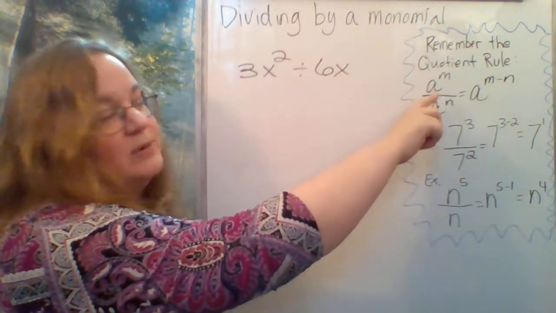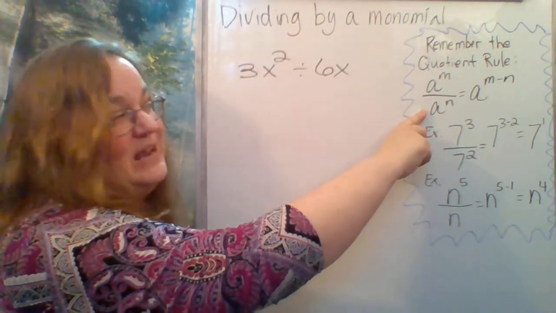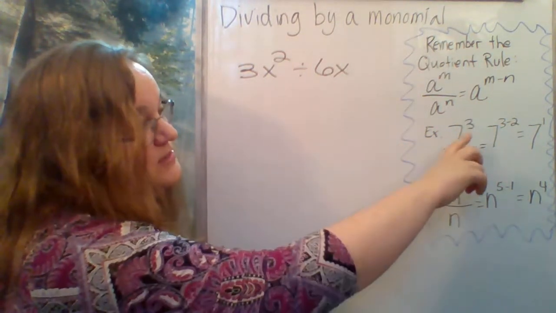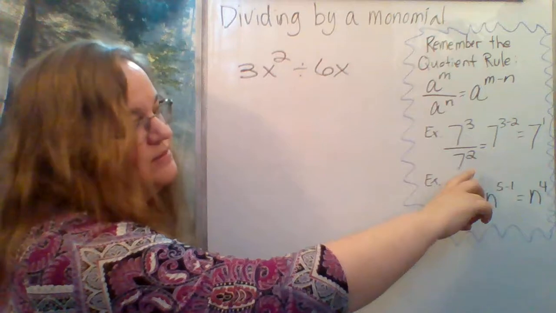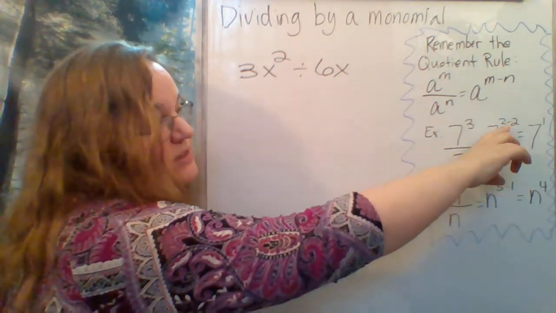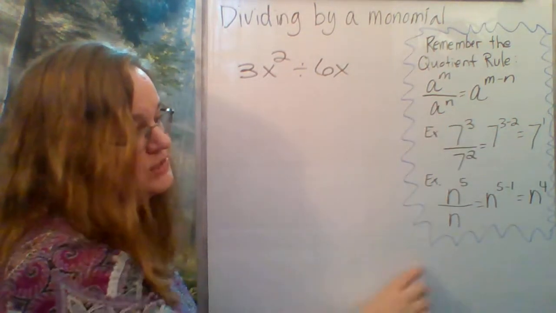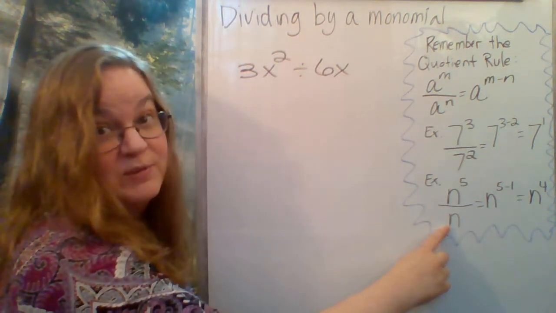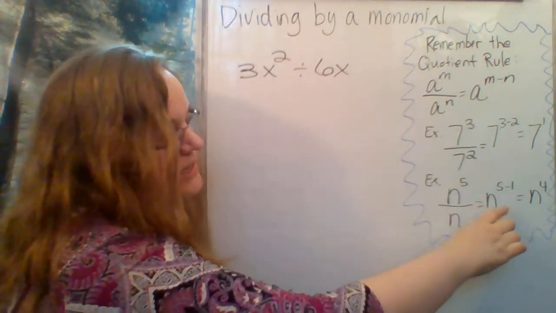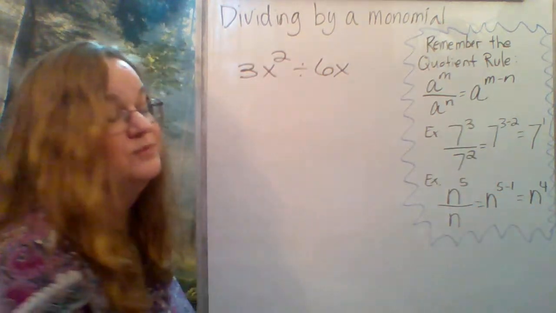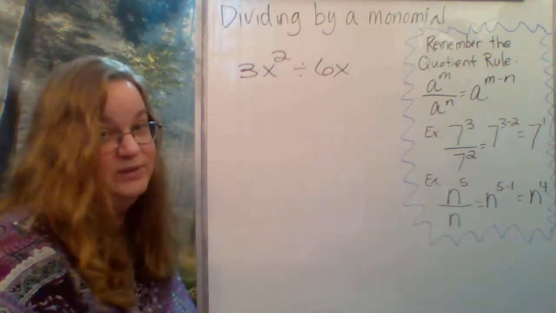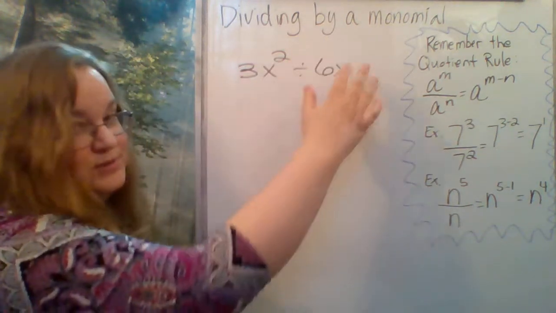The quotient rule, remember, is if I have two powers with the same base, I subtract the exponents. That's my shortcut. So if I have 7 to the third divided by 7 squared, that's 7 to the 3 minus 2, or 7 to the first. Or you can see the example down here, n to the fifth divided by n equals n to the 5 minus 1, or n to the fourth. If you know your quotient rule, this is going to be really helpful as we're moving through this skill.